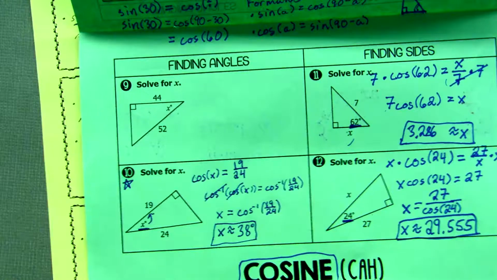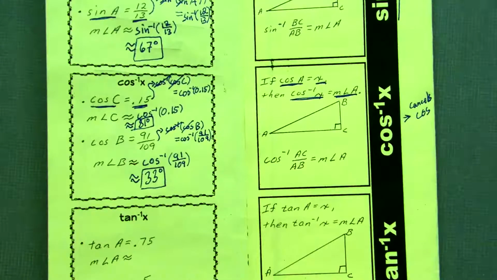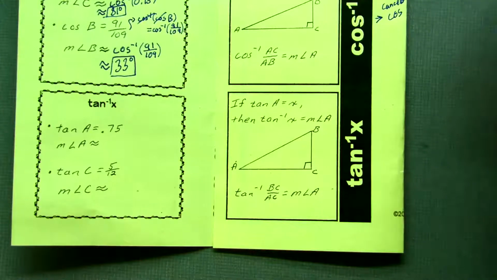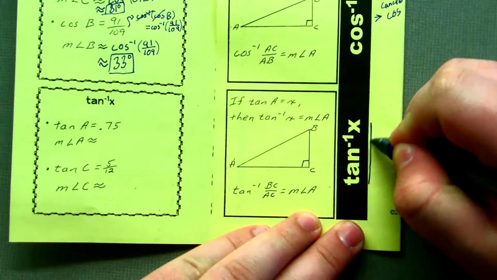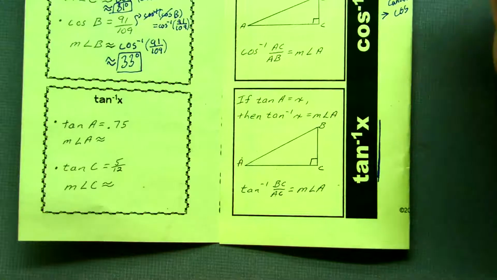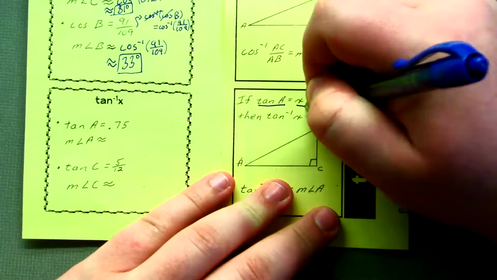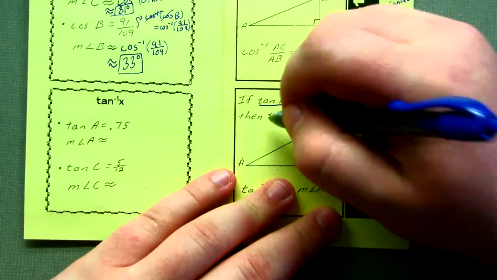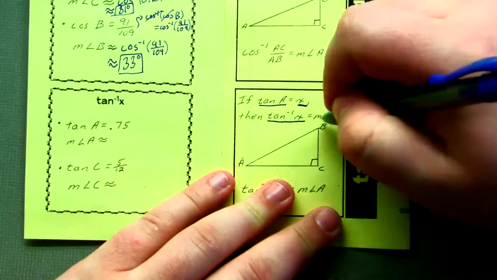Okay. We are going to move back to the yellow foldable. And we're going to talk about our last inverse, tangent. And what this one says, if tangent of A is equal to X, so if tangent of an angle is equal to a certain ratio, then the inverse tangent of that ratio is equal to the measure of the angle.